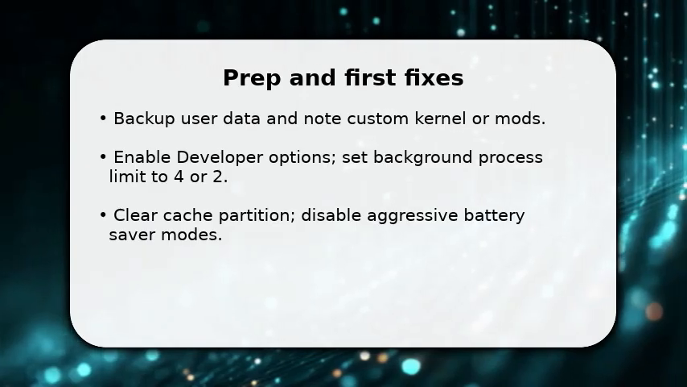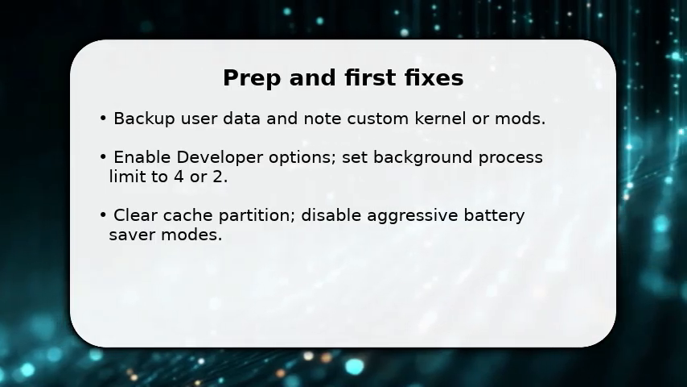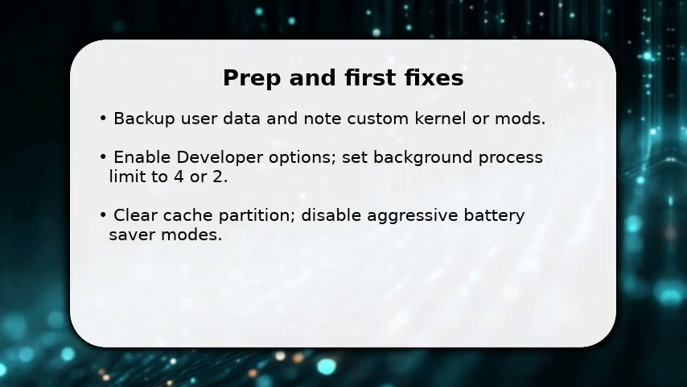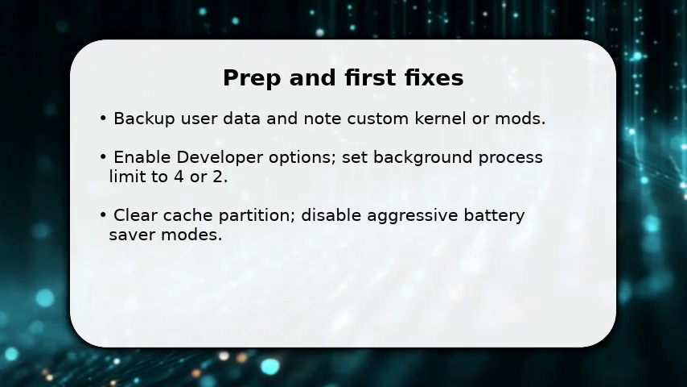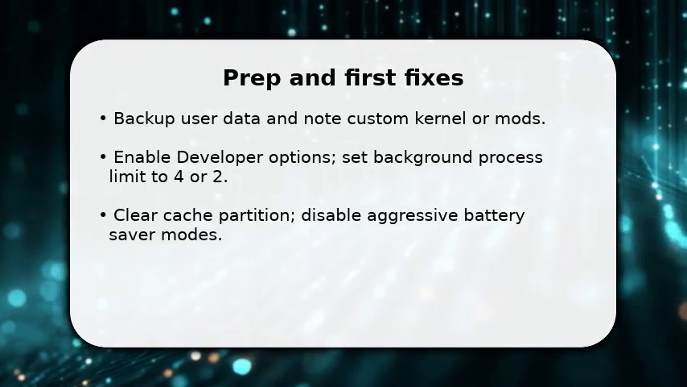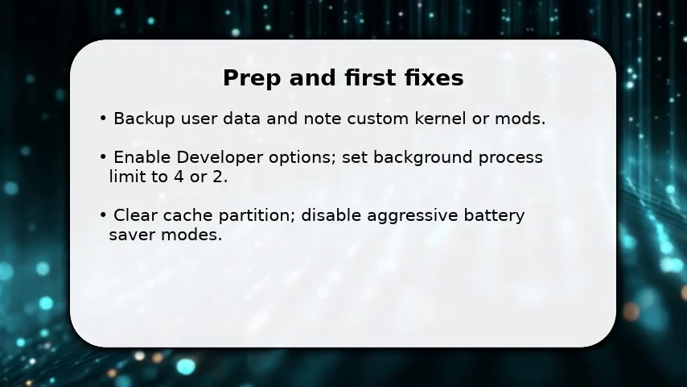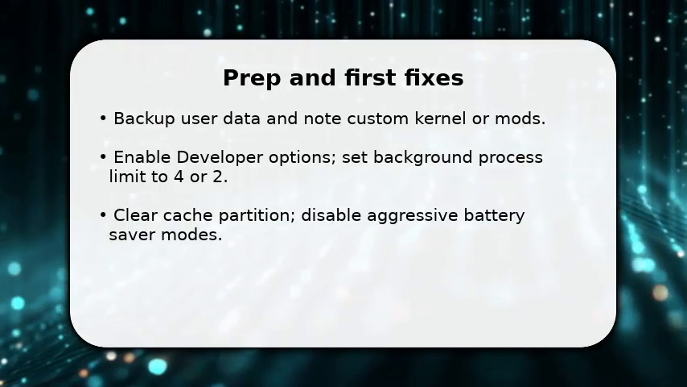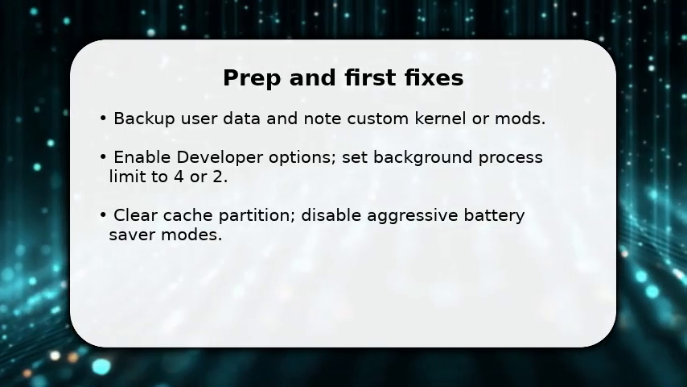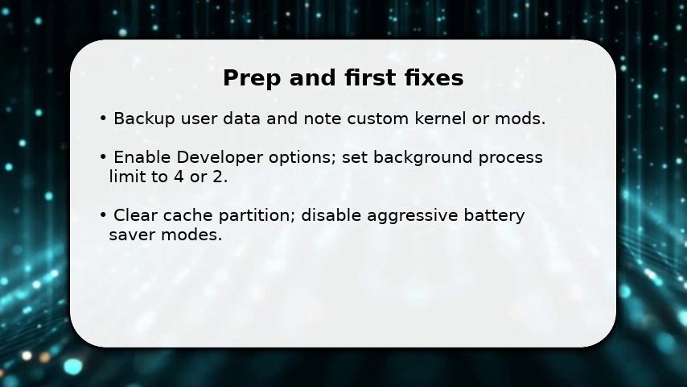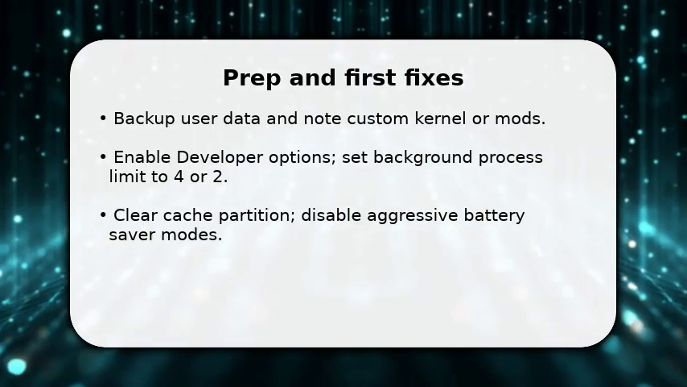You start by securing your data and confirming stock or custom firmware. This prevents surprises. Once done, enable developer options and set the background process limit to 4 to reduce RAM thrash. Next, boot to recovery and clear the system cache partition to remove stale entries that waste memory. Make sure to disable aggressive battery savers because they swap processes unpredictably. Finally, note any custom kernel or memory modules so you can revert changes if an instability appears during testing.